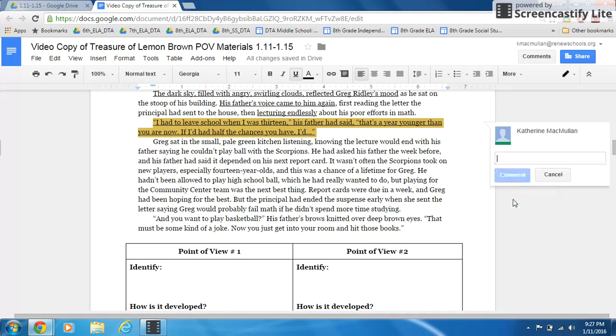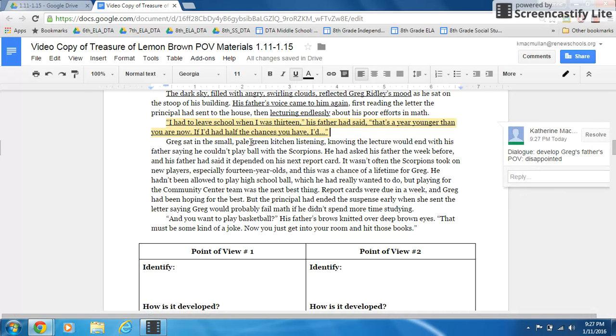Greg sat in the small, pale green kitchen, listening, knowing the lecture would end with his father saying he couldn't play ball with the Scorpions. He had asked his father the week before, and his father had said it depended on his next report card. It wasn't often the Scorpions took on new players, especially 14-year-olds, and this was a chance of a lifetime for Greg. He hadn't been allowed to play high school ball, which he had really wanted to do, but playing for the community center team was the next best thing.